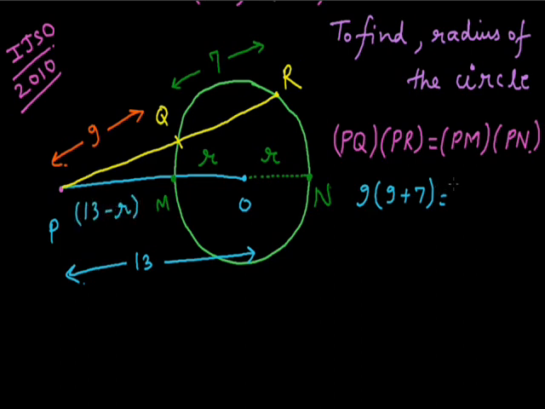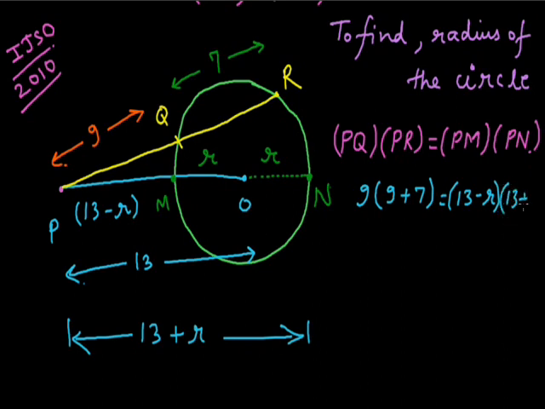So I'm putting the value of PM over here: 13 minus R. Similarly, let us talk about PN. PN can be written as PO plus ON. So what is PN? You can see from here that PN is 13 plus R. So I'm putting the value of PN over here: 13 plus R.